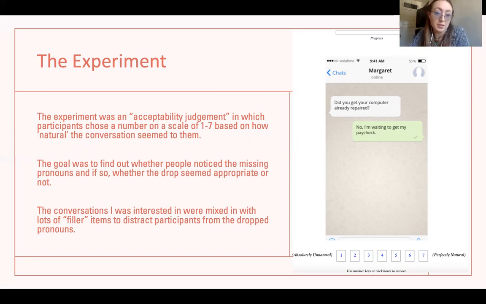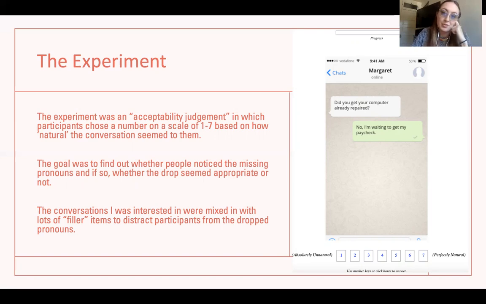So this type of experiment is called an acceptability judgment. And as I said, we were interested in seeing whether or not people noticed it and if there were any patterns or trends to the level of acceptability that people assigned each conversation.